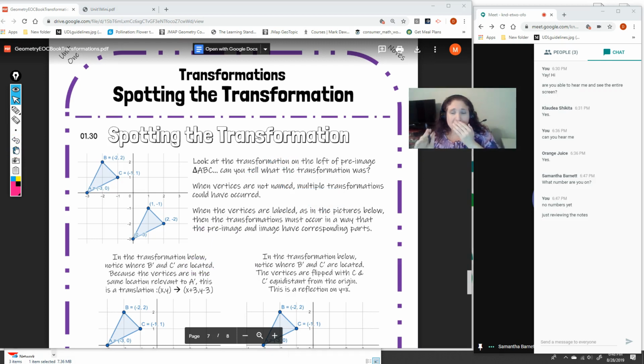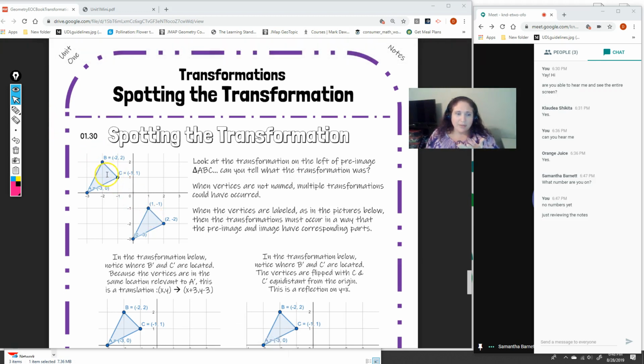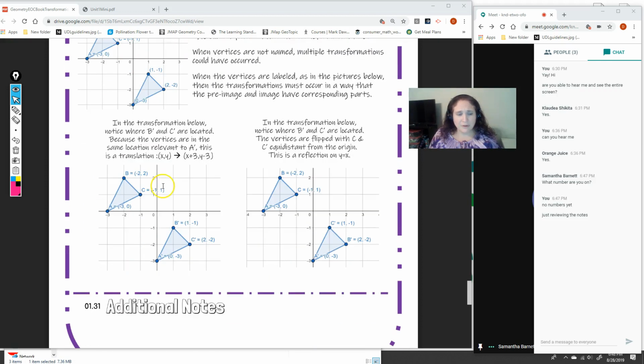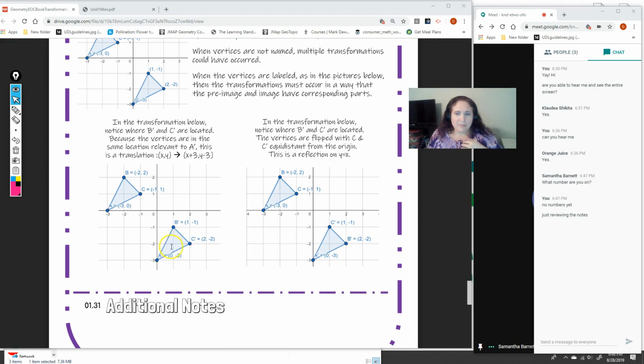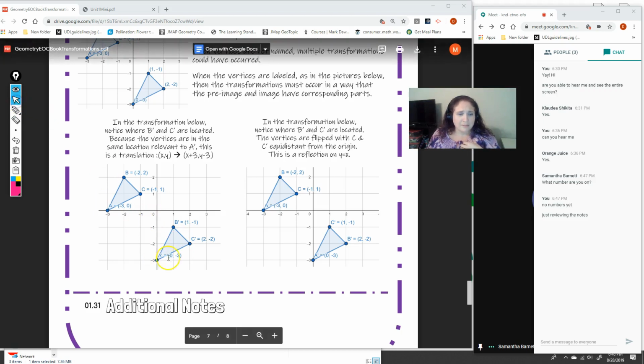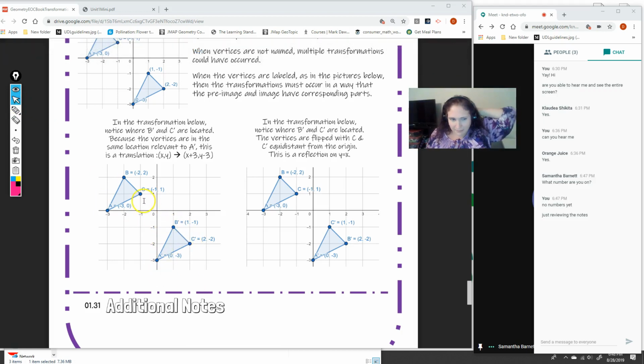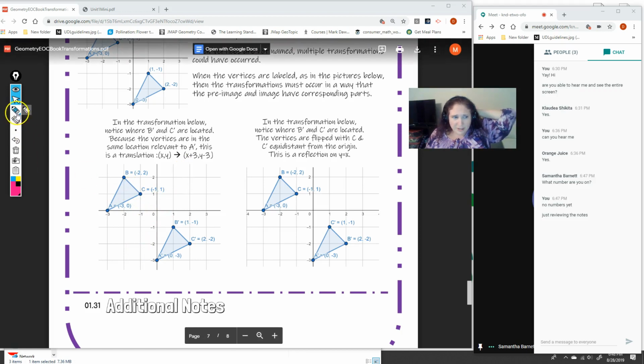Okay. Spotting the transformations. This is the hardest one. You have to pay attention to the points. Here, we look at this transformation. It could be multiple things because it doesn't tell us A prime, B prime, or C prime. You're going to have to review and see what those primes are, and that's going to help you determine what it is. If it was labeled like here, A prime, B prime, C prime, we know it's a translation because B maps to B prime, C maps to C prime, so it has to be a translation.